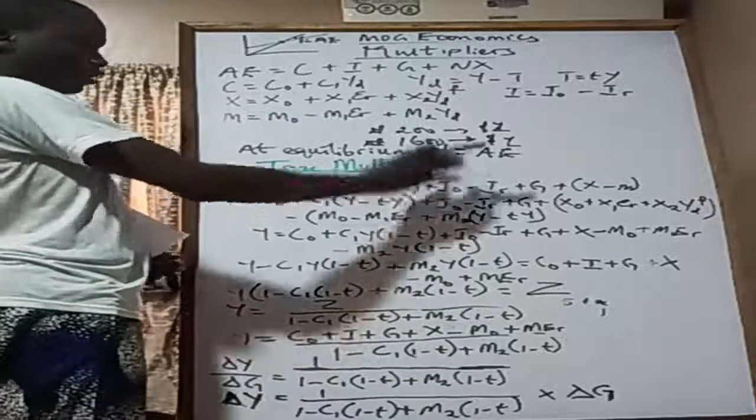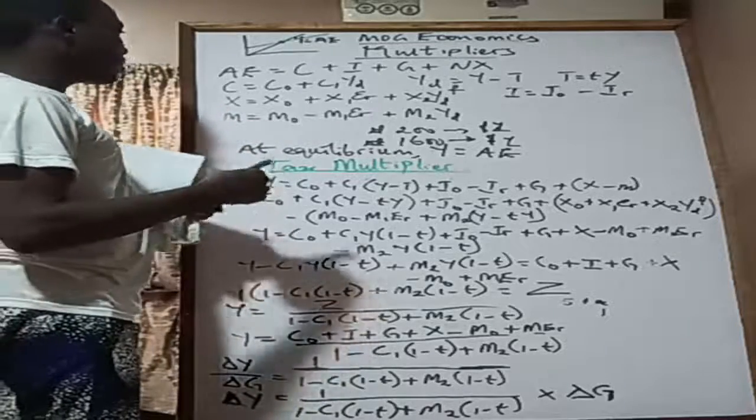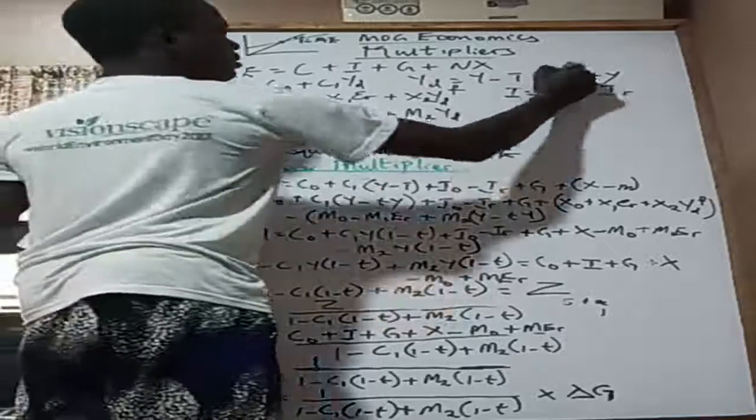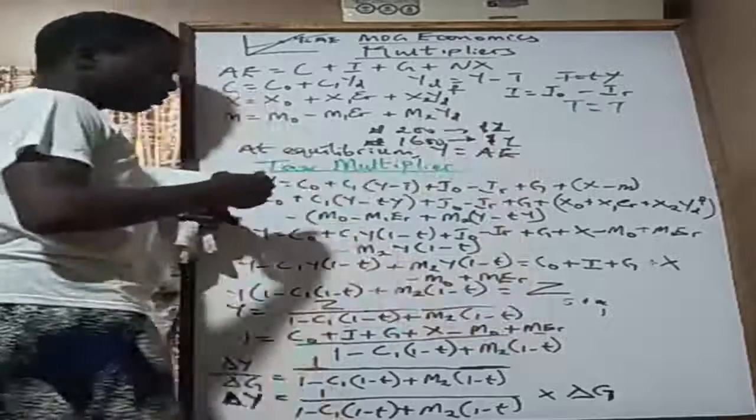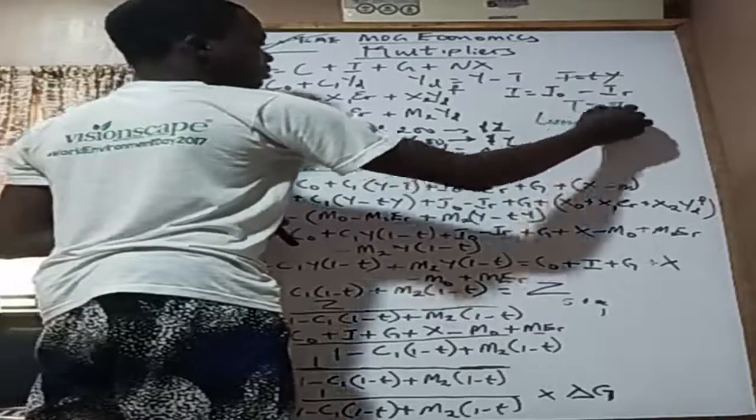So tax multiplier, this was our initial solution for the government spending multiplier. So we are starting with lump sum taxes. So in this case, T is not equal to tY, right? So T is just T. Okay, it's not an income tax. So lump sum tax, in case you'll be wondering, lump sum.